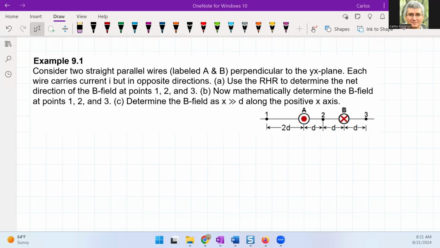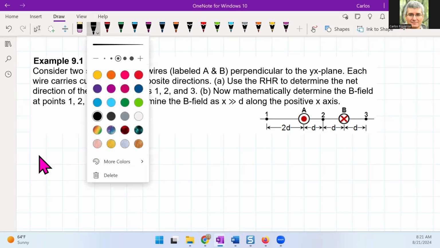Example 9.1, consider two straight parallel wires labeled A and B perpendicular to the XY plane. Each wire carries current I, but in opposite directions. A, use the right-hand rule to determine the net direction of the fields at points 1, 2, and 3. B, now mathematically determine the magnetic fields at points 1, 2, and 3. And C, determine the magnetic field as x gets much bigger than d along the positive x-axis.